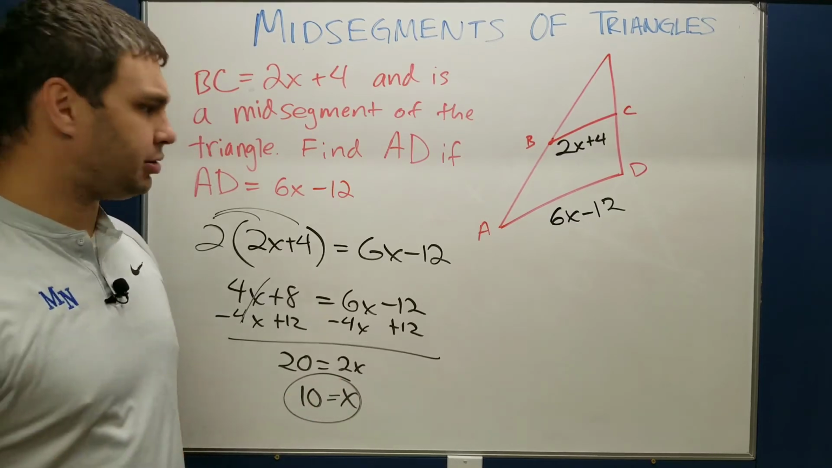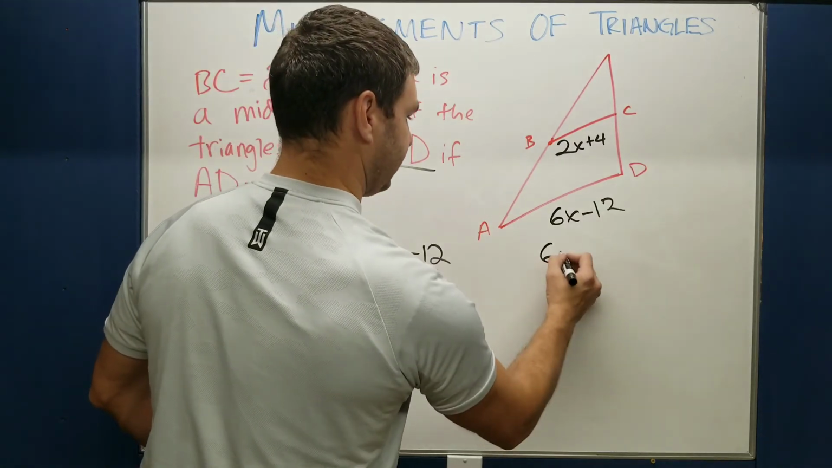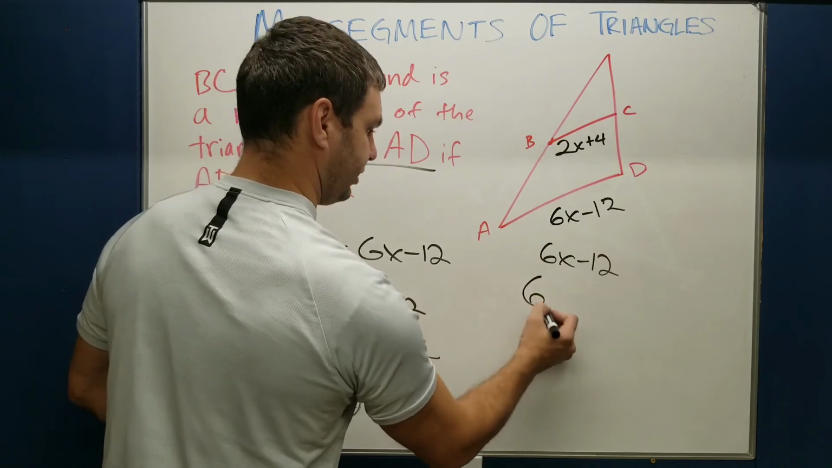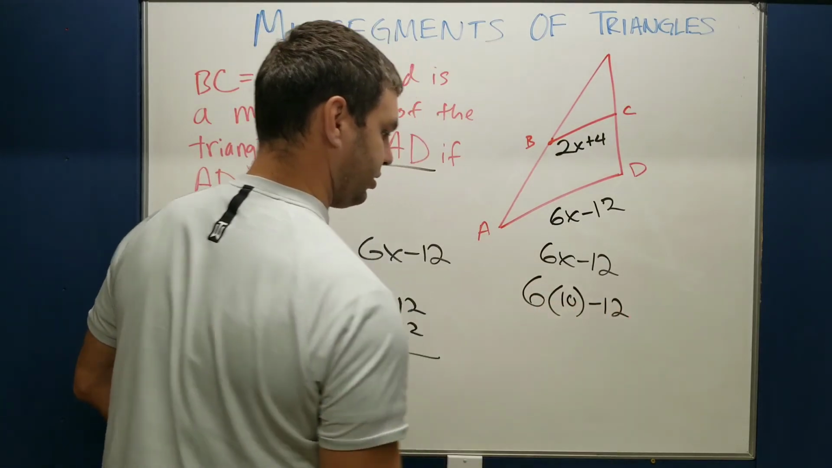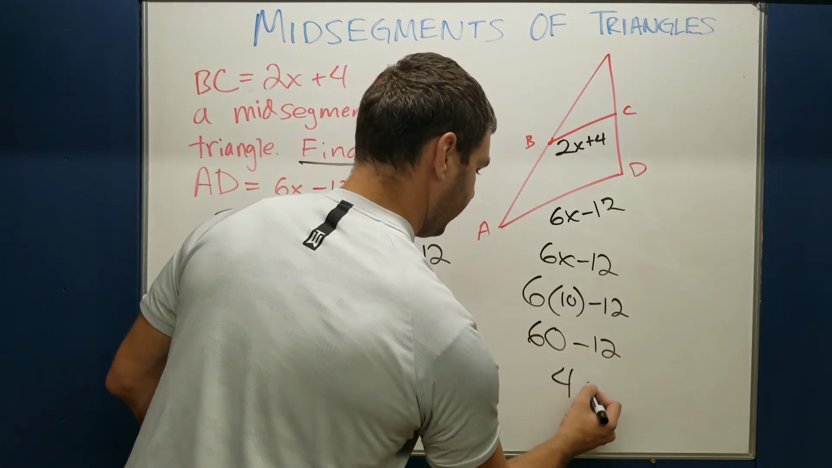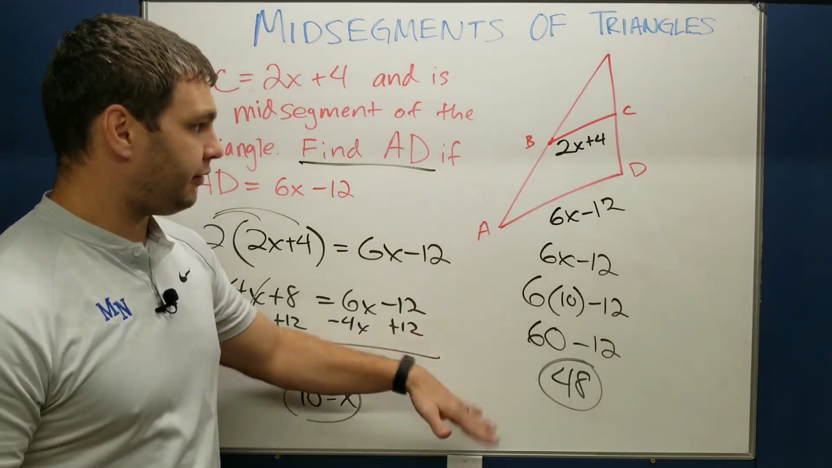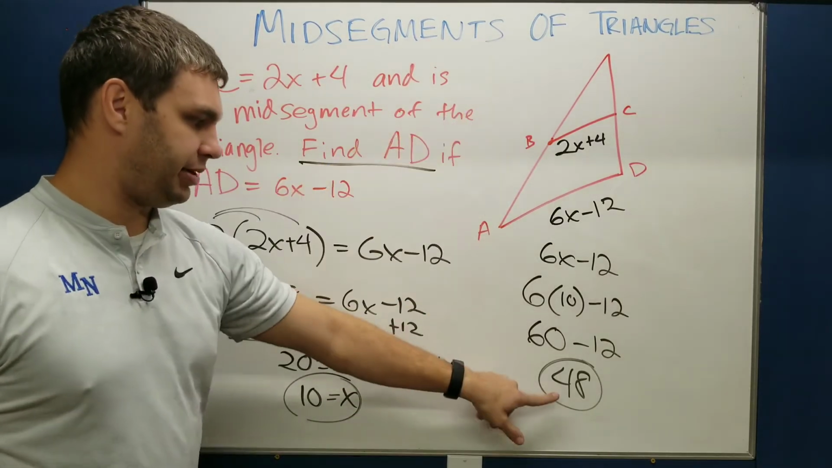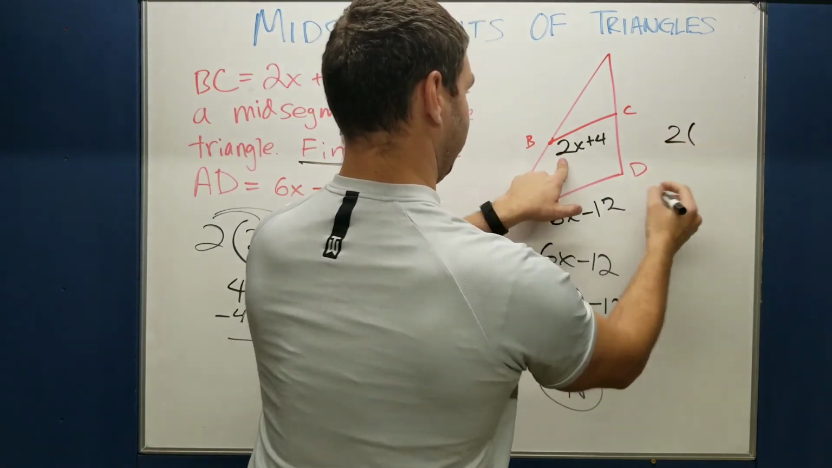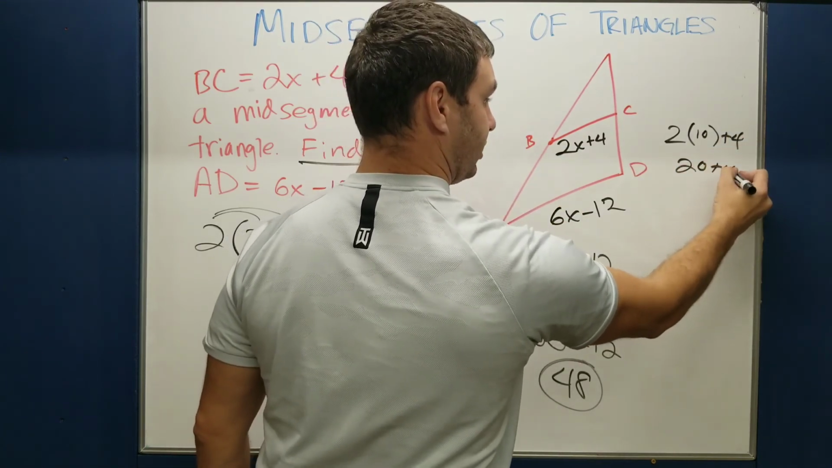X equals 10, but it doesn't want me to find x. It says find AD. Well, AD is 6x minus 12. So instead of x, I need to plug in 10, right? 6 times 10 minus 12. And 6 times 10, of course, is 60. 60 minus 12 is 48. So 48 is AD. And then if you wanted to, you could figure out BC. BC is going to be half of 48, which is 24. Let's check it. Remember x is 10, so 2 times 10 is 20, plus 4 is 24.